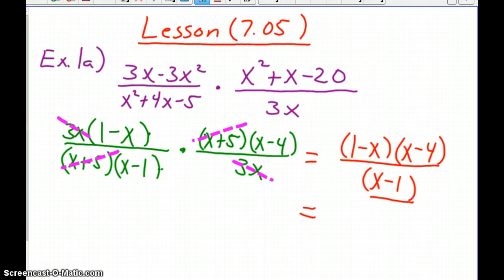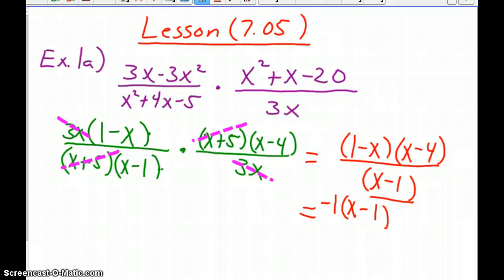Here's 1 minus x, right? I'm going to take out of 1 minus x this, negative 1. Now, when I take negative 1 out of negative x, what does it become? Positive x. When I take a negative 1 out of a positive 1, what am I left with? A negative 1. Suddenly, it becomes x minus 1.